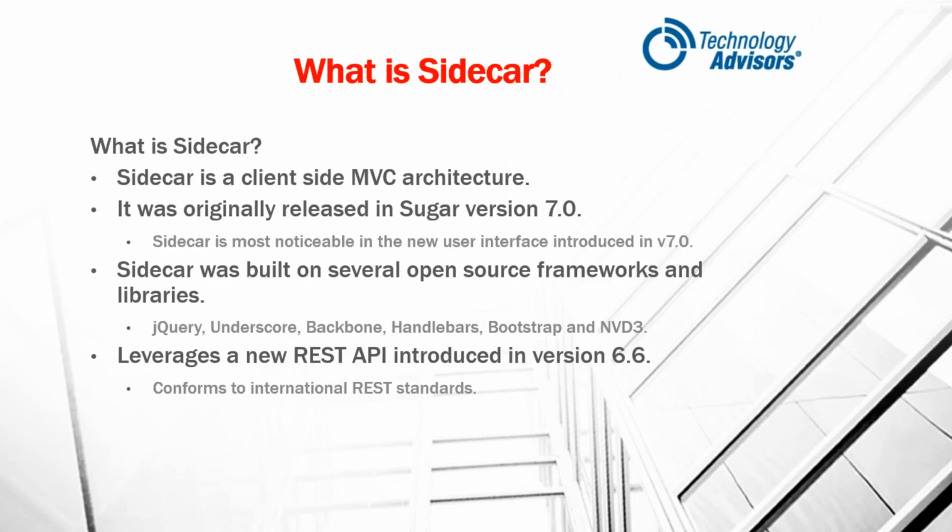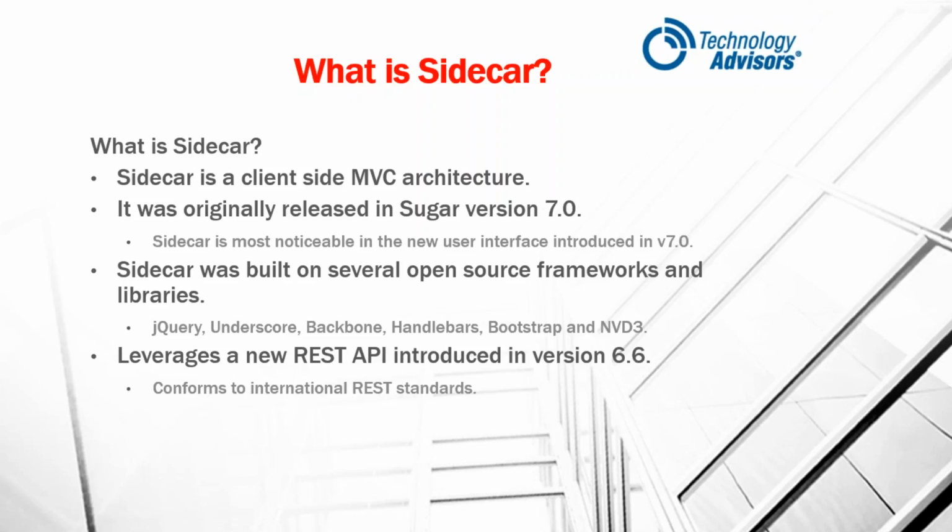And in case anyone was curious what libraries or open source frameworks Sidecar was built on, those are jQuery, Backbone, Handlebars, Bootstrap, and NVD3. NVD3 are the fancy charts you see in the new version of Sugar. And again, all of these are open source. And why is that important? Excellent question. Because Sugar can continue to use the freely available upgrades to each of these tools to make Sugar better while keeping the cost down. And it's just been a really great way for them to add some of the new functionality we'll see in a second.